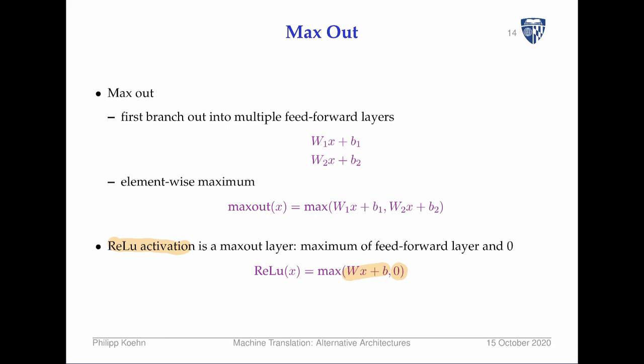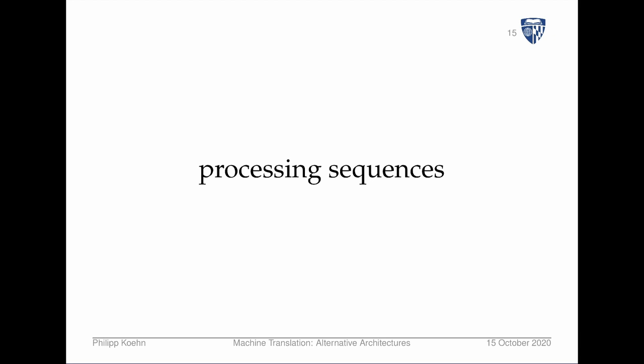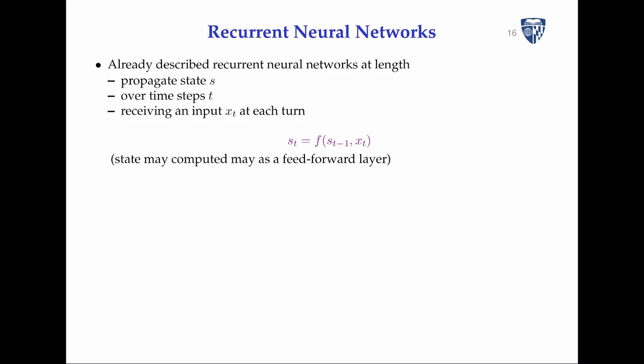Okay, that was for the very, very simple operations. Now let's look at processing sequences and what can be done about that. So far, we encountered recurrent neural networks. So let's quickly review these.